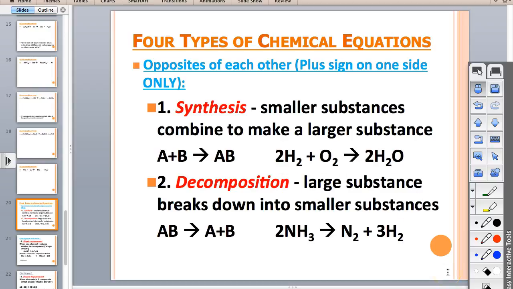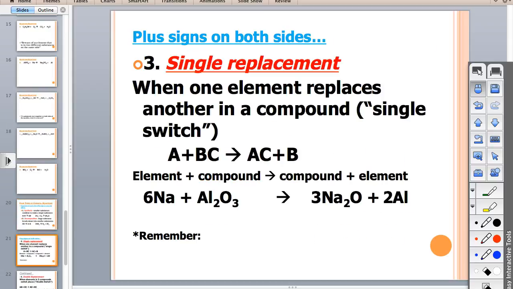Decomposition, decomp means to break down. So I have one substance, and it breaks down into two. You can imagine that this is just a synthesis in reverse, and synthesis is a decomposition in reverse. Do you see that? When we start talking about equilibrium later, reactions don't just go one way. They go two ways. Isn't that fun? Don't worry about it. We'll get to that later.